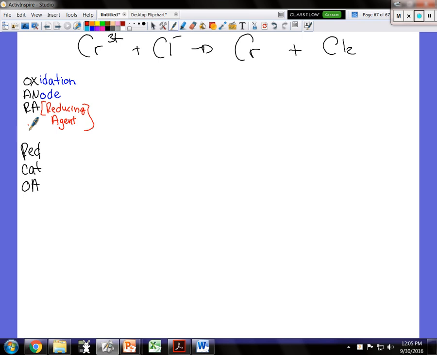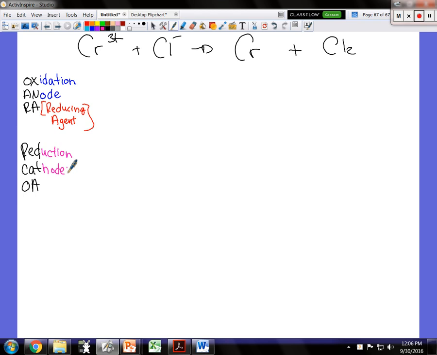Okay? Now let's jump down to the other one. What do you think that red stands for? Very good. Reduction. I always get that. I always hear people say cathode. It's not cathode, it's cathode. Cathode. Okay, anode and cathode.